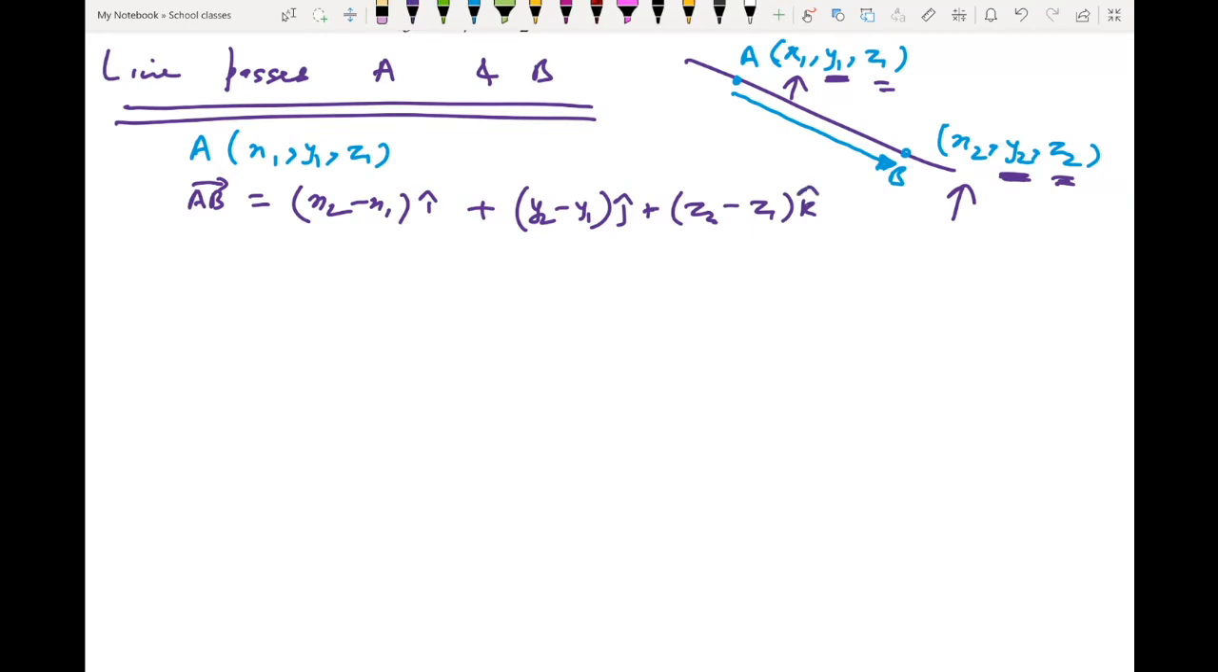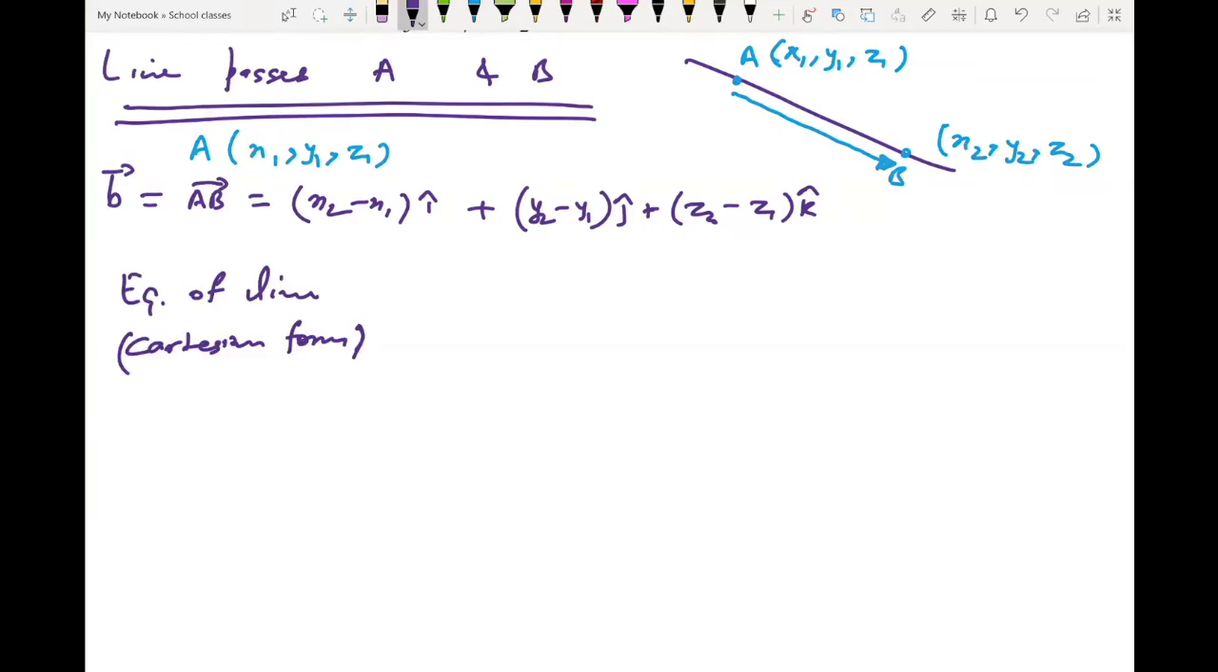Is there any doubt to anyone? Now we can write the answer in both forms, Cartesian form and vector form. If I use Cartesian form, this is nothing but our B vector, isn't it? Let us see, we have a point through which the line is passing, and we have a vector which is the AB vector.